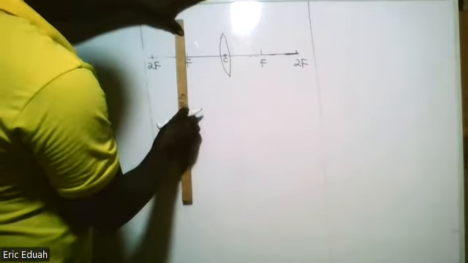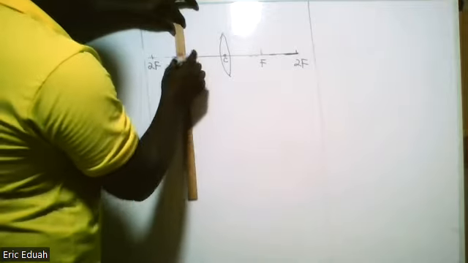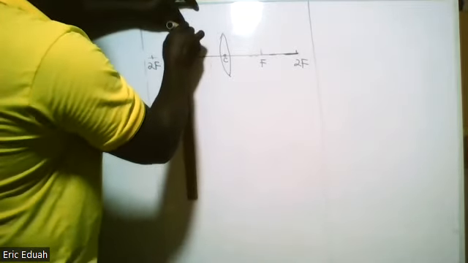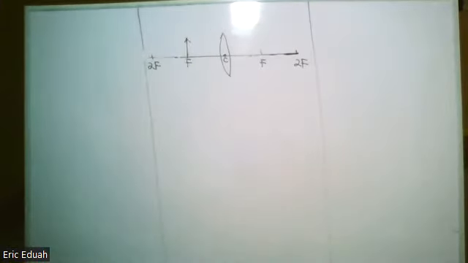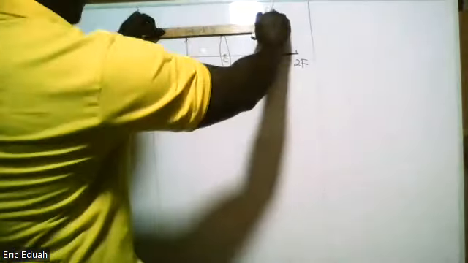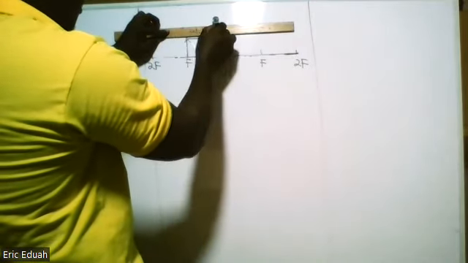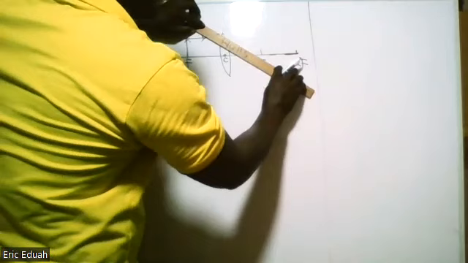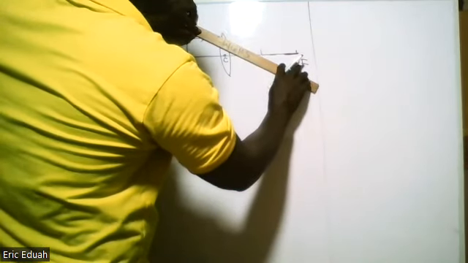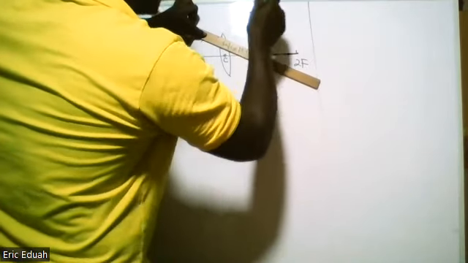When we place the object between the optical center and F, we saw that a virtual image is formed. Now we want to place the object at F and use a ray diagram to describe the nature of the image that will be formed. So a ray parallel to the principal axis after refraction would have to pass through the second principal focus.